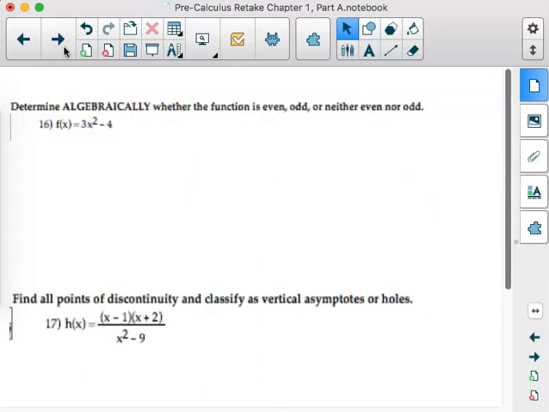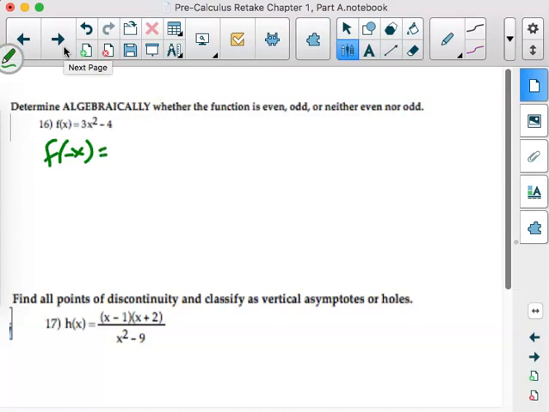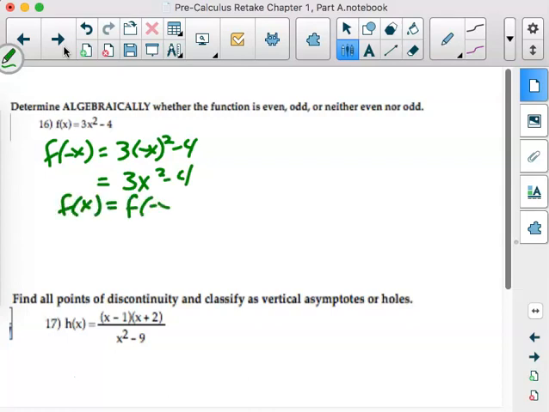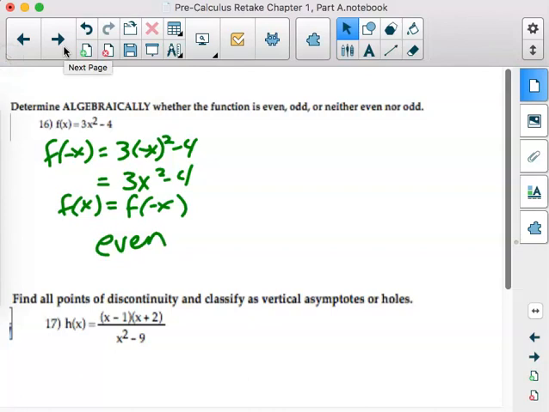Number 16, determine algebraically whether the function is even, odd, or neither even nor odd. And you find that out by finding f of negative x and seeing what you get. So you put a negative x in and you simplify. But negative x squared is just going to be x squared. And you realize you're right back to the beginning. So f of x equals f of negative x. And that means this is even, because that's what even functions do for behavior, the reflection over the y-axis.